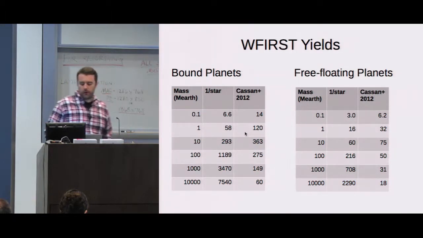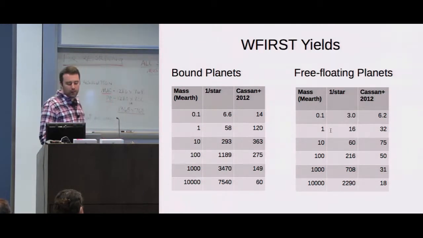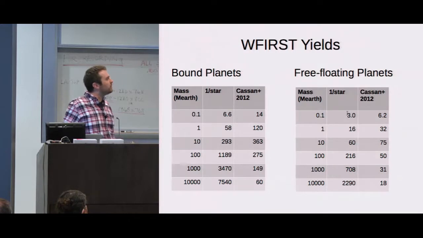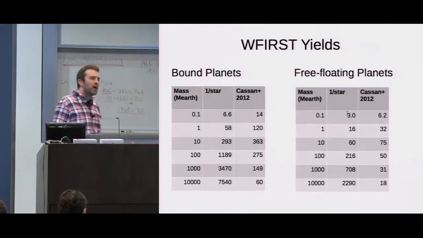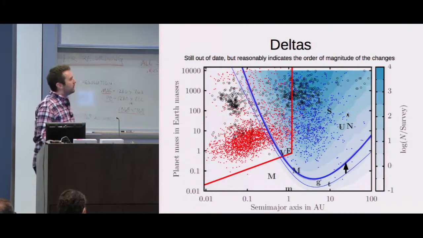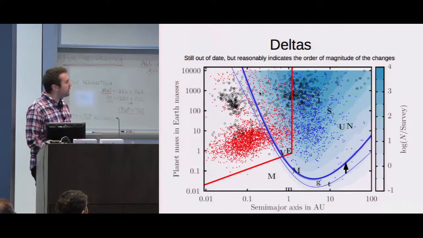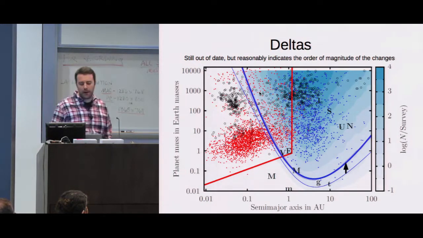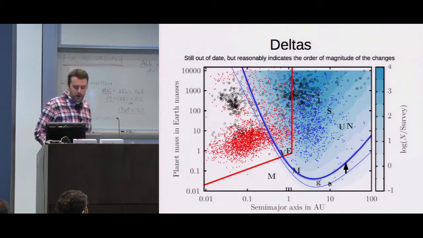For free floating planets you can do the same exercise and you get fewer of them, but again they're good statistics to measure the mass function of these objects. And I should say free floating planets means free floating and loosely bound, assuming that you've got no information on whether you detect them. So this planet population, when you put it in the mass semi-major axis plane, looks something like this.